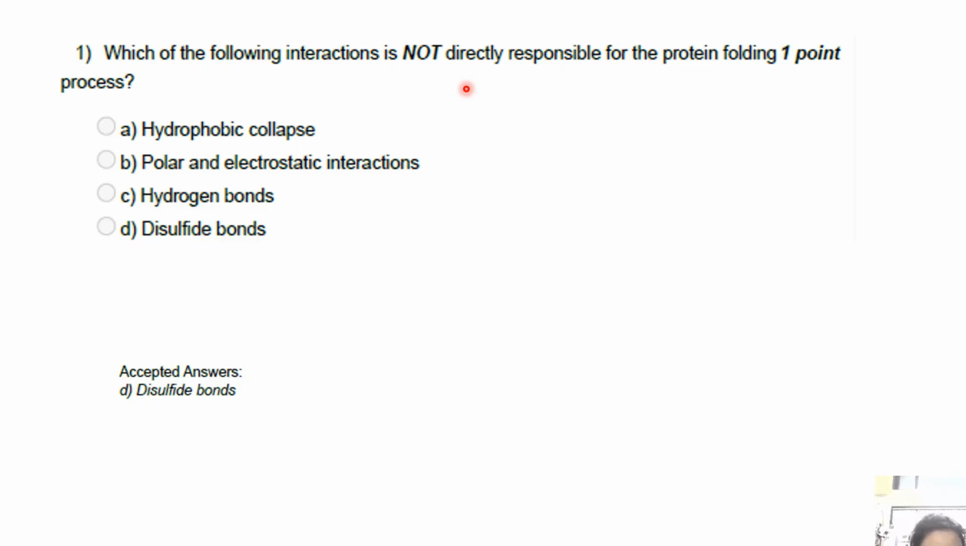The bottom line is that disulfide bonds are generally stabilizing crosslinks rather than the main driving force initiating protein folding.